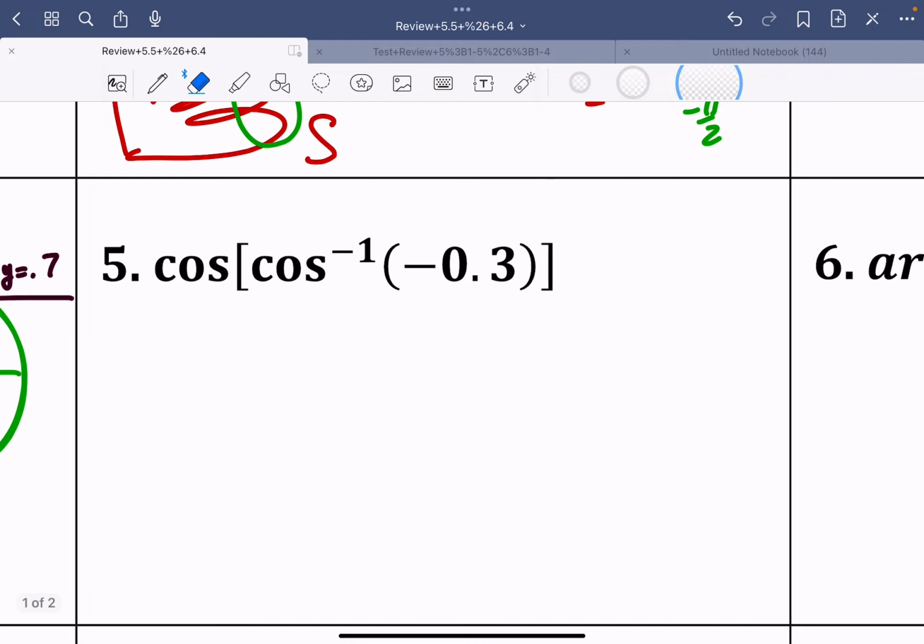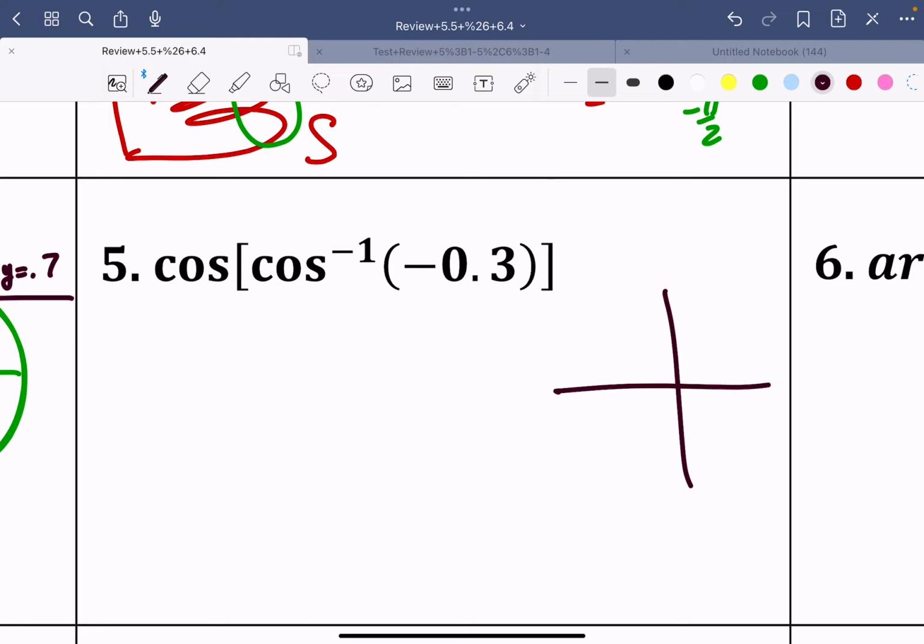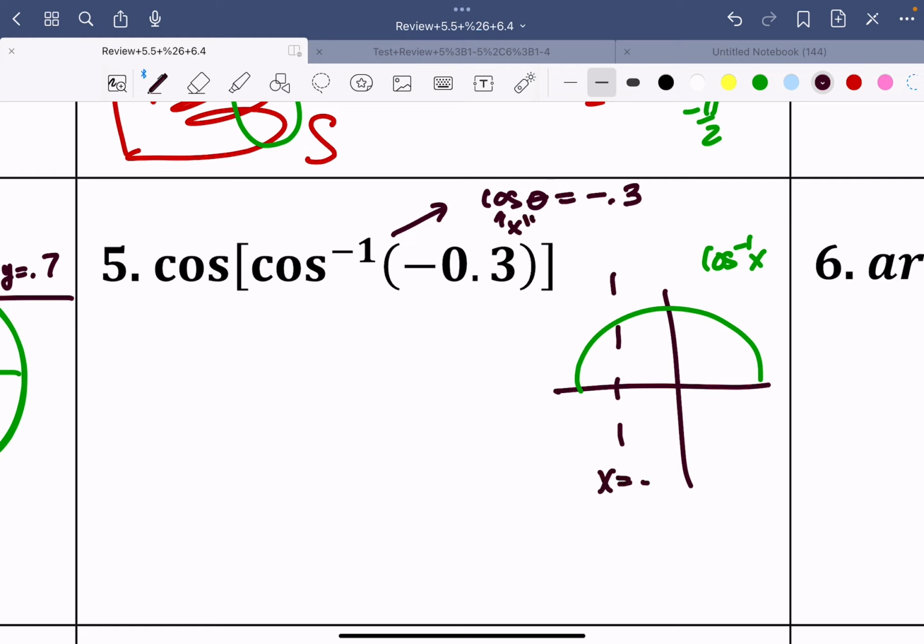So then I do cosine inverse of negative 0.3 and then take the cosine of it. Well, if I look at cosine inverse, it's restricted to the top. So this is saying that the cosine of some mystery angle is negative 0.3. That means I'm over here with an x equal to negative 0.3. It must have been this angle that I opened up right here, this angle theta.